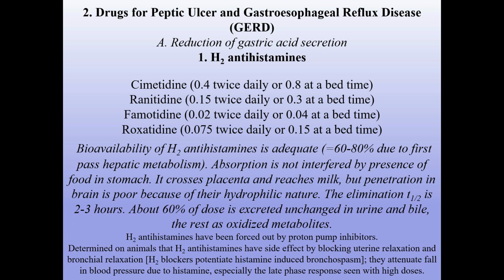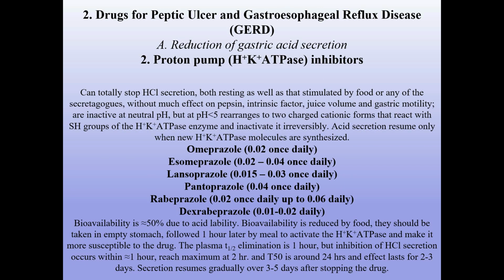H2 antihistamines have been forced out by proton pump inhibitors. Determined on animals, H2 antihistamines have a side effect of blocking uterine relaxation and bronchial relaxation. H2 blockers potentiate histamine-induced bronchospasm. They attenuate the fall in blood pressure due to histamine, especially the late phase response seen with high doses.